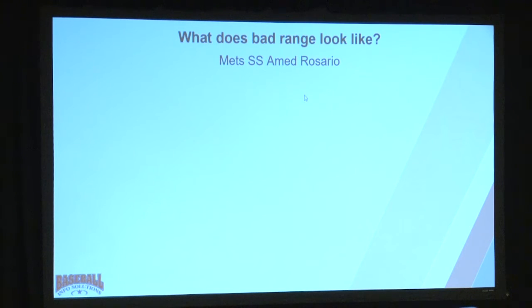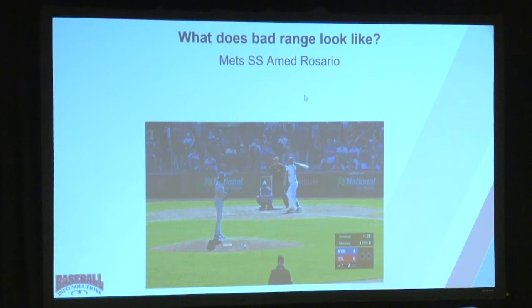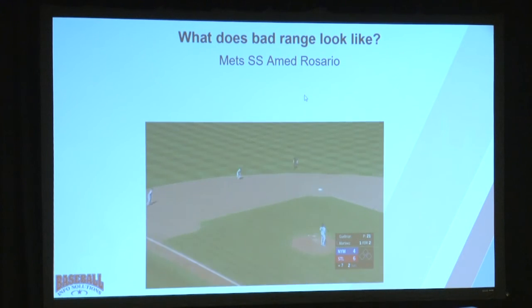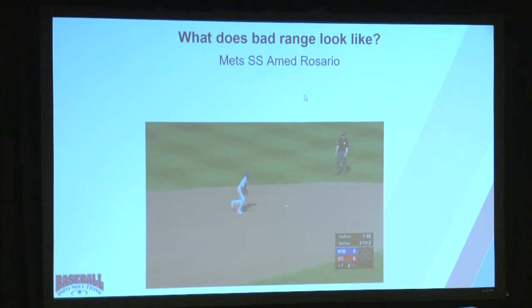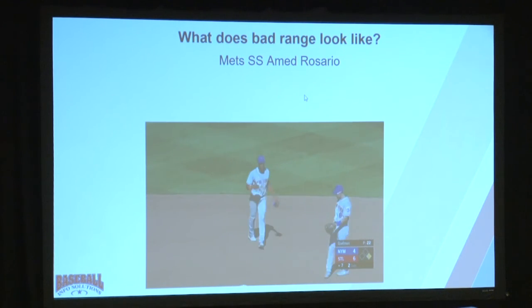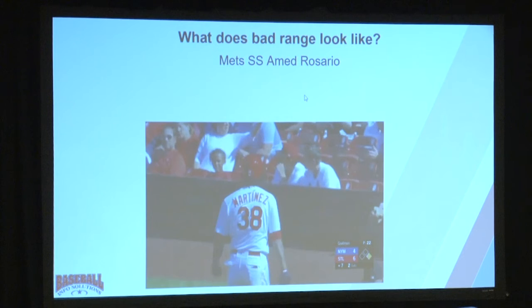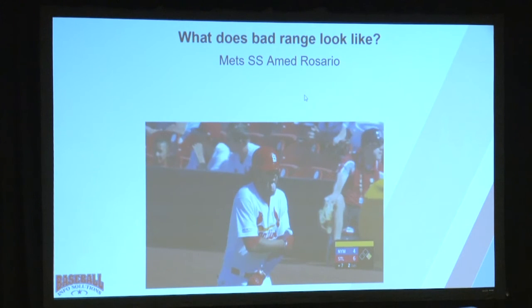So what does bad range look like? We use someone that was on the other end of the spectrum in terms of defensive runs saved. That's shortstop Amed Rosario. That's a routine kicked ground ball. See that happen sometimes. And in Rosario's case, it happened a decent amount last year, particularly in the early part of the season.